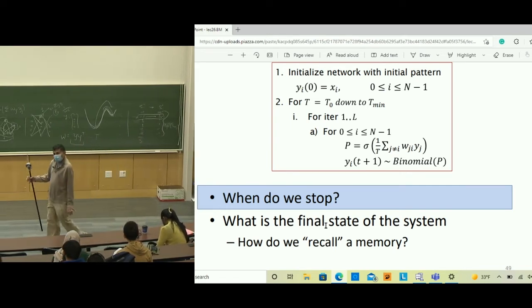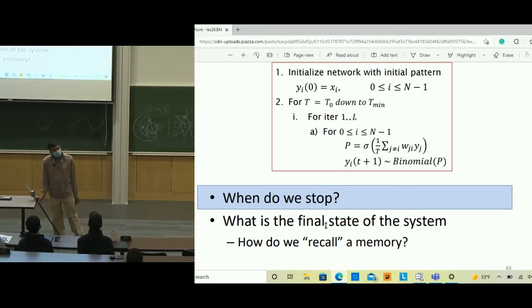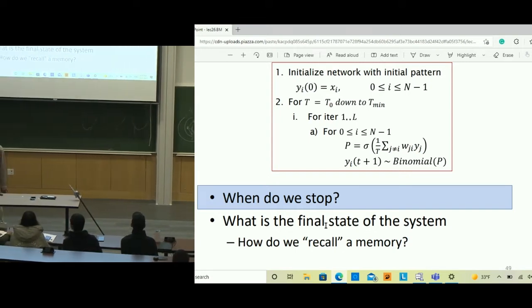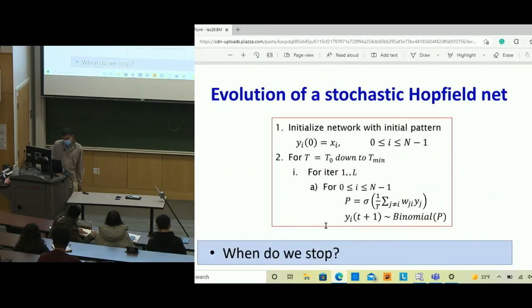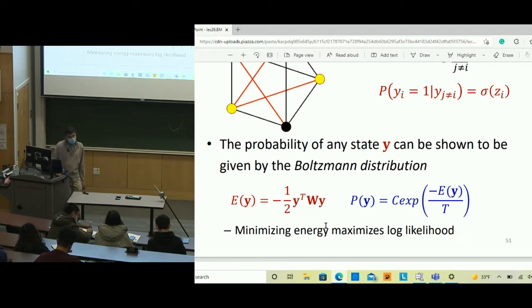So this is what we do. That's a standard physical process. You can mimic this in a Hopfield network in a computational model, right? And when do you stop? Remember that you can actually define the total energy of any configuration, right? And then you have the probability of any particular configuration.